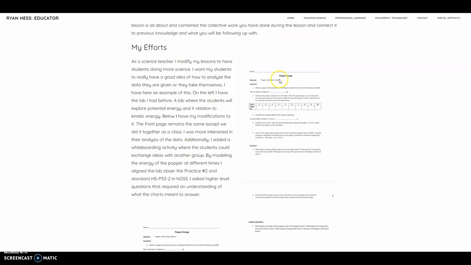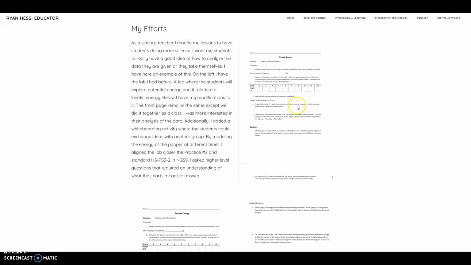So in this case, I had an energy lab called Popper Energy, where we took a popper, or rather, in the original one, they would take the popper, shoot it up into the air, measure how high it went, or get an average height, and they would use that to figure out its potential and kinetic energy at different points. Now, in the original version, all they really had to do was create a single model of the popper itself, and only had one other analysis question.